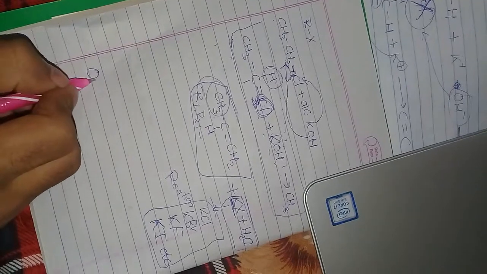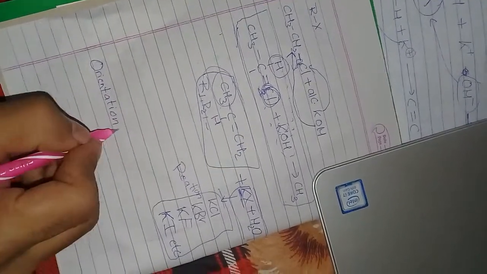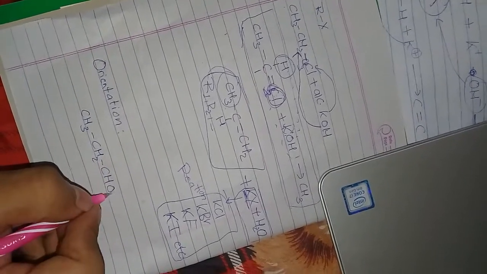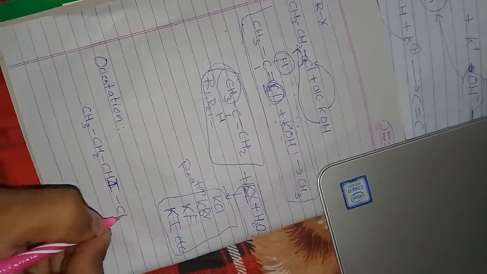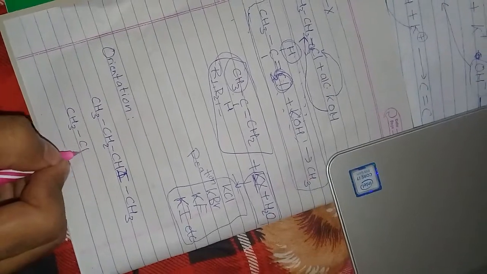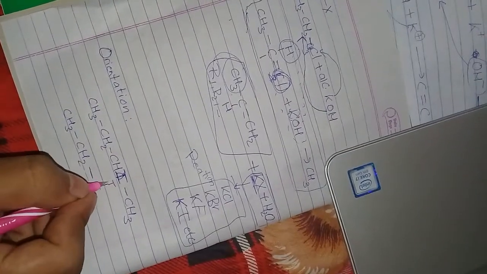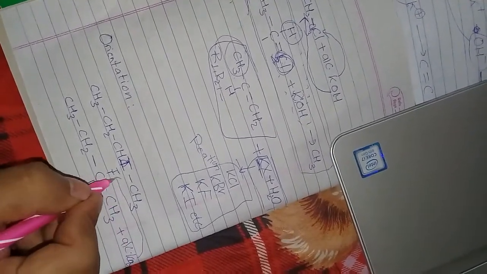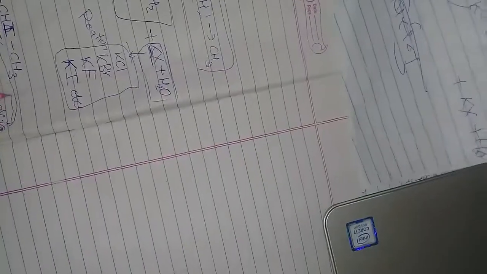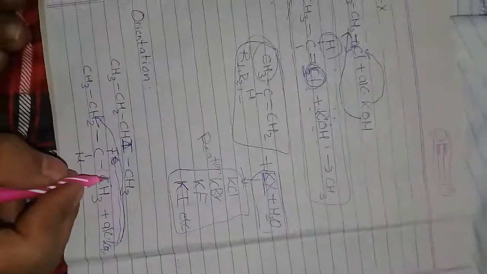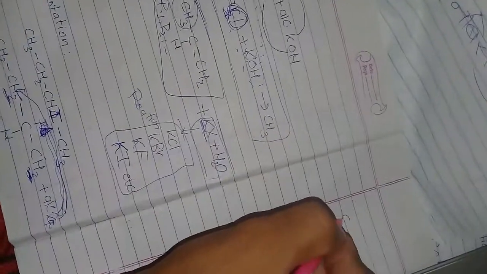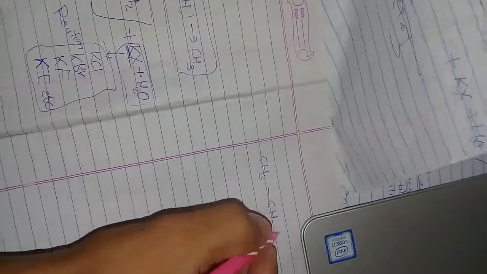Now we are going to understand orientation. For example, if we have CH3CH2CHICH3, and we apply alcoholic KOH, then the OH portion goes and combines with this hydrogen or this hydrogen, and K combines with this iodide.